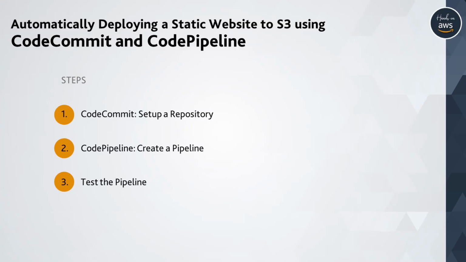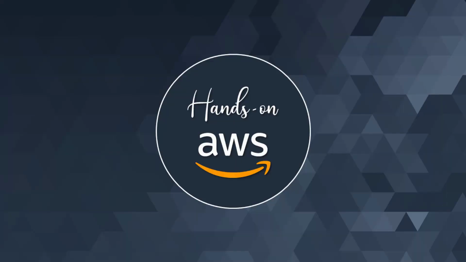So to recap, we created a source repository in CodeCommit and then created a CodePipeline with that repository as the source stage, no build stages, and a final deploy stage targeting Amazon S3. Any changes we push to the repository are automatically built and deployed to the target, and that is the essence of DevOps automation in very simple terms.